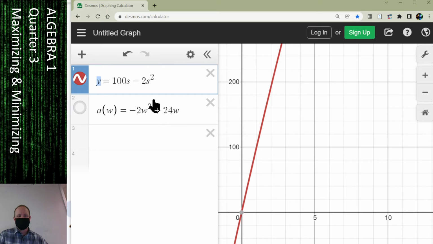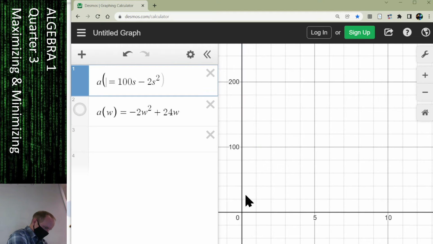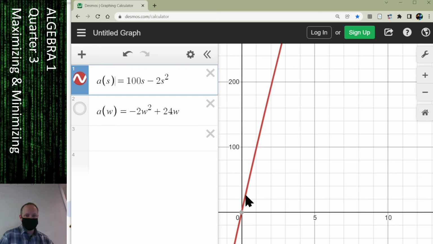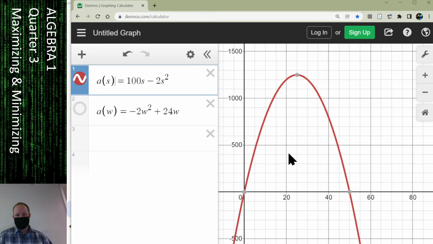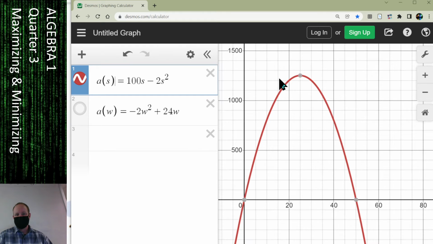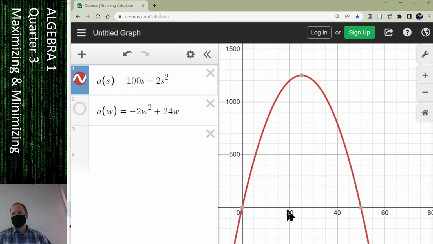And it doesn't know how to graph it right now until we tell it the name A and then of the variable S. And now these are all of the ordered pairs that would make this true. So we're going to go ahead and graph this.